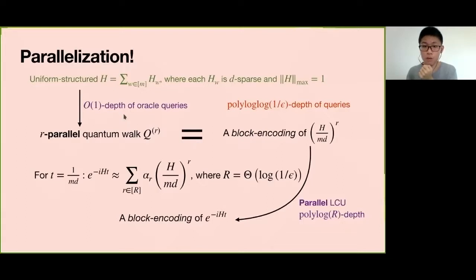Next, I will show you how this parallel quantum walk works. And there are mainly two points to show. The first is that this newly defined parallel quantum walk block encodes a monomial of H. The second point is that we can really implement this parallel quantum walk in parallel with only a constant depth of queries. Before I go on, is there any question so far?